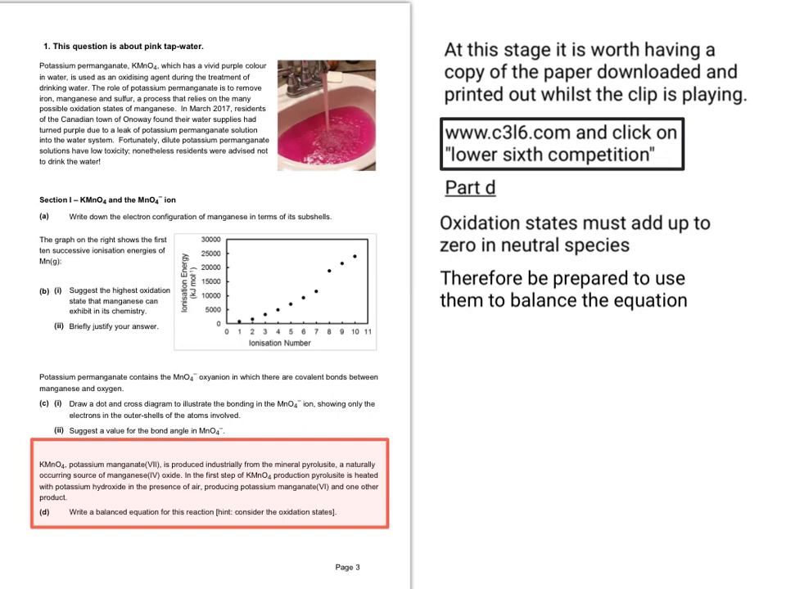It says that KMnO4 is produced industrially from the mineral pyrolusite, a naturally occurring source of manganese(IV) oxide. Reading the question, it tells me that it reacts with potassium hydroxide in the presence of air. Now, in the presence of air almost invariably means that oxygen is involved somewhere. So I'm taking a bit of an assumption and making a jump here and assuming that O2 is one of my reactants. So something you need to spot in the question as well.